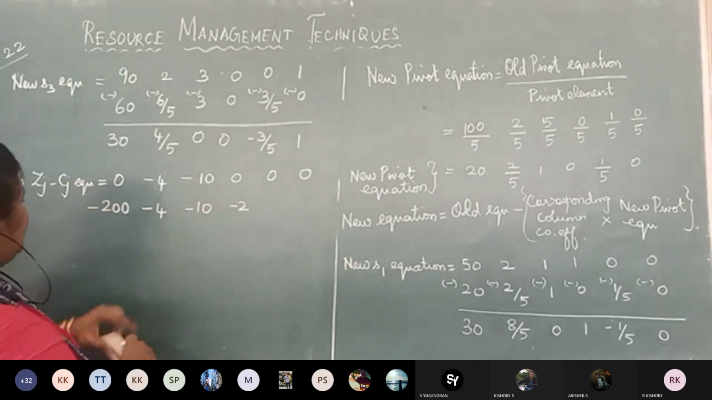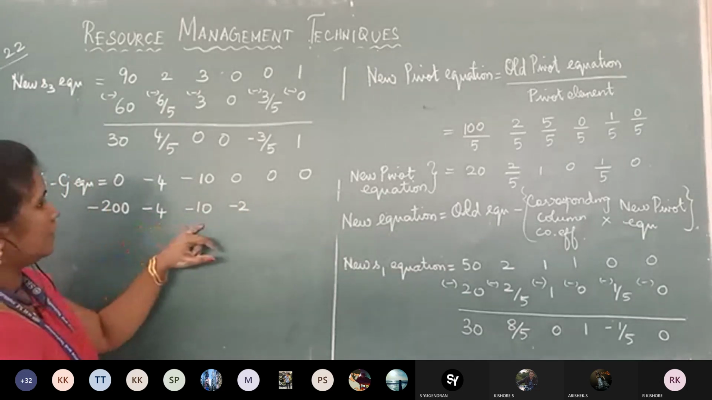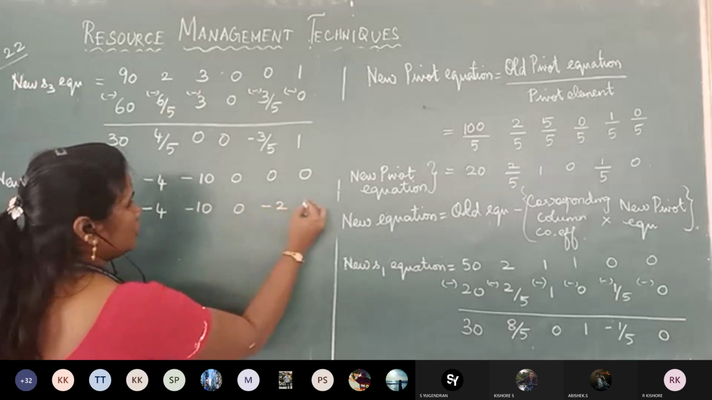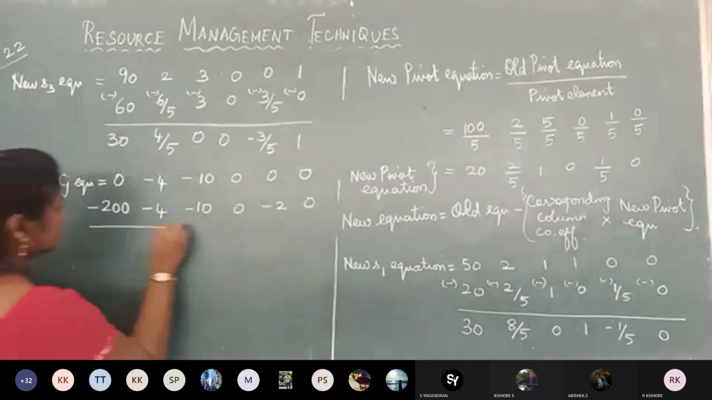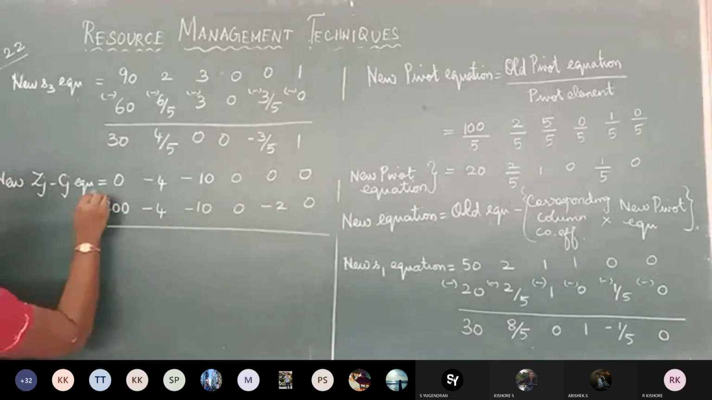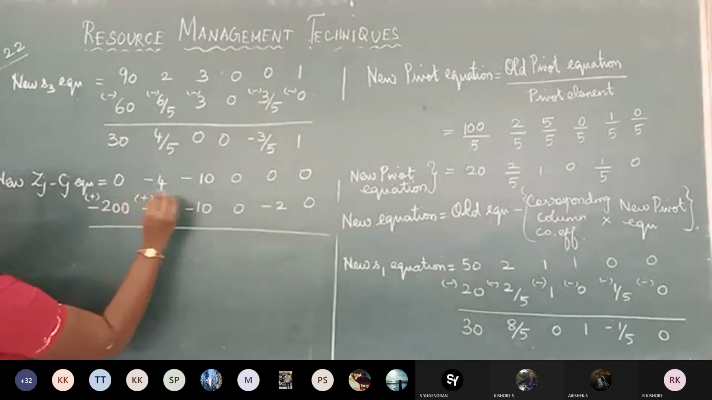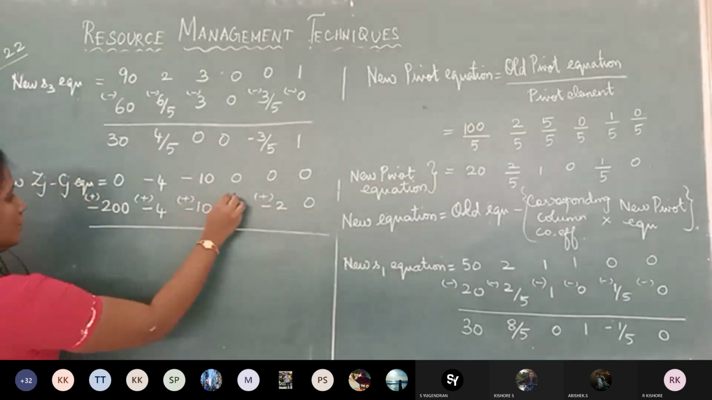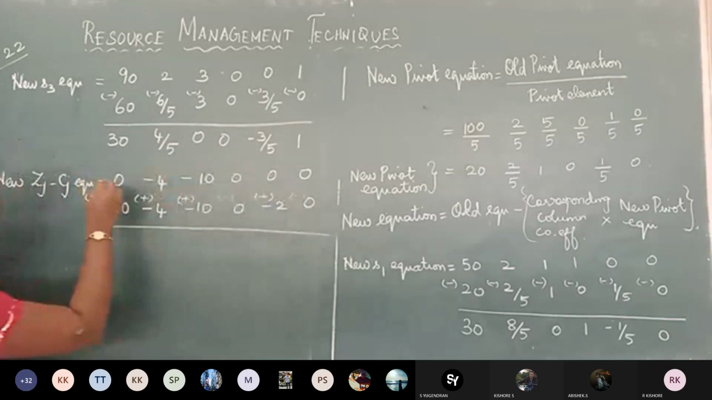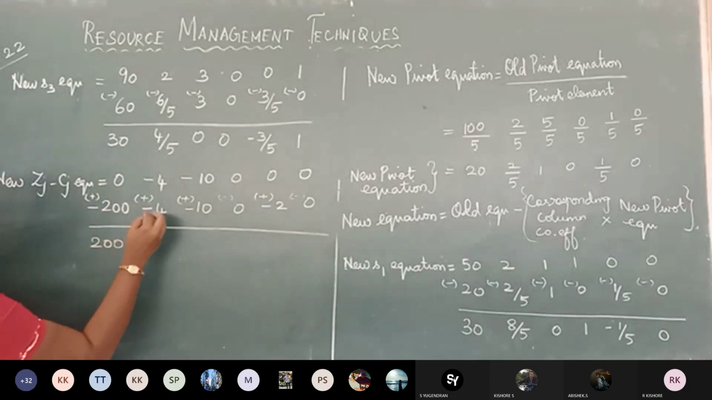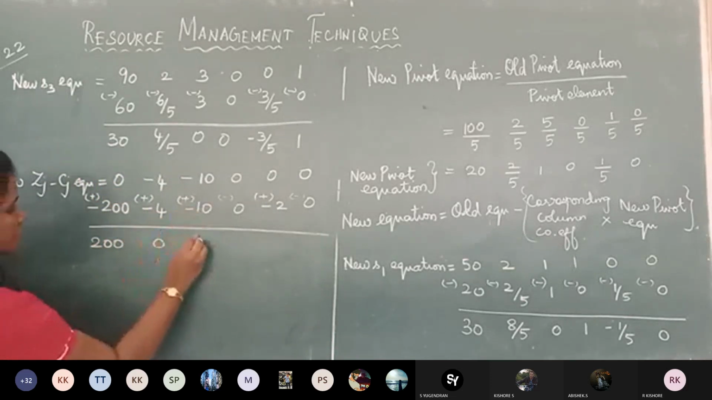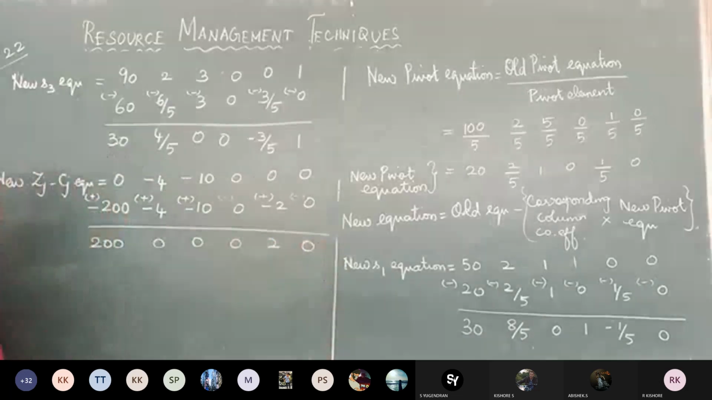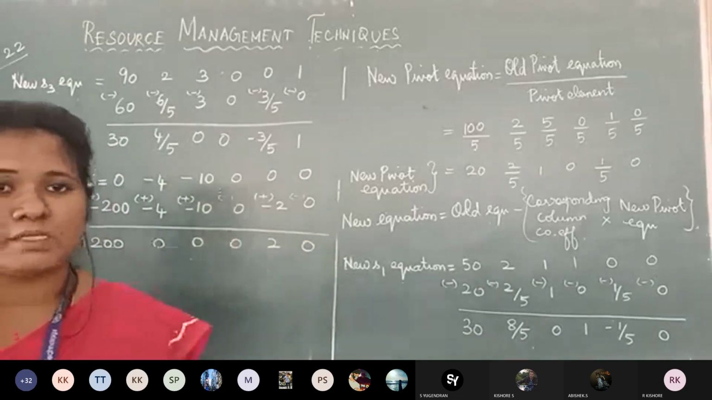Correct? Minus 10, 0, then minus 2, then 0. Again here I'm going to subtract. So here it will become plus, plus, plus, plus, and here it is negative and negative. So here it will become 200. Here it will become 0, 0, 0, 2, and 0. So this is your new equation for Zj minus Cj.